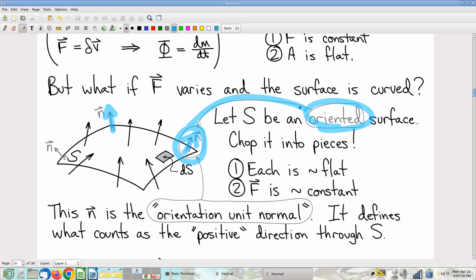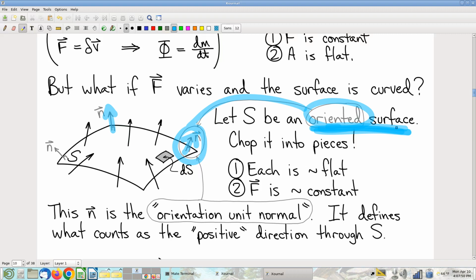We need to have an oriented surface. In other words, just a surface by itself is not good enough. I can't make sense out of flux. I don't know which direction you mean. I don't know what to dot it with. Which normal vector do I use? I've got two choices. We don't know without an orientation. So it's only through an oriented surface that you can really talk about flux. An oriented surface then is a pair: the underlying surface combined with that orientation unit normal. Okay, how are we doing? Everybody with me?